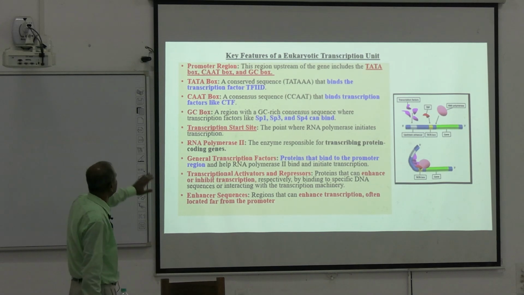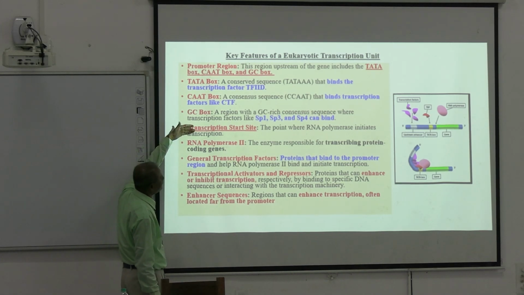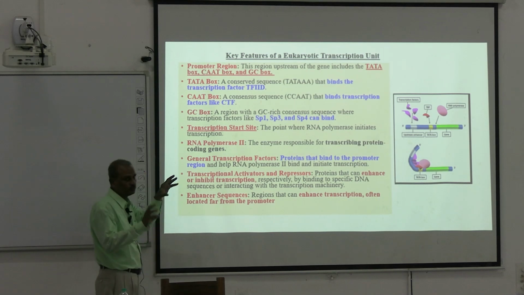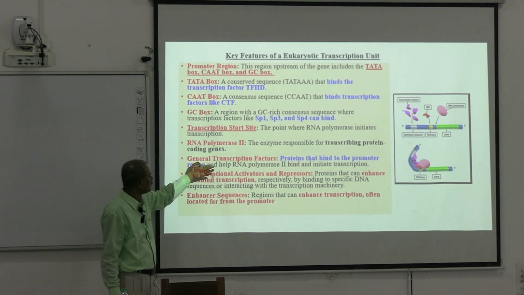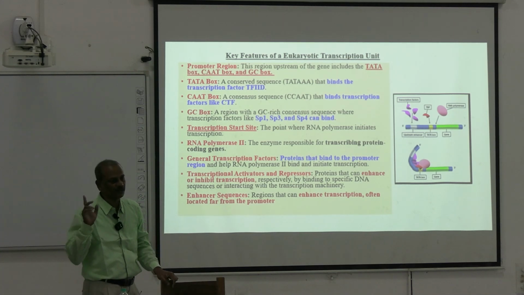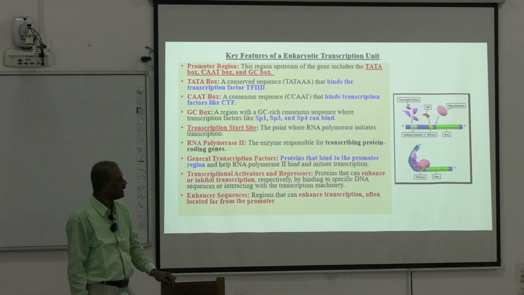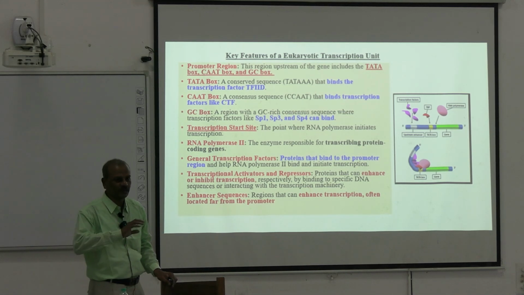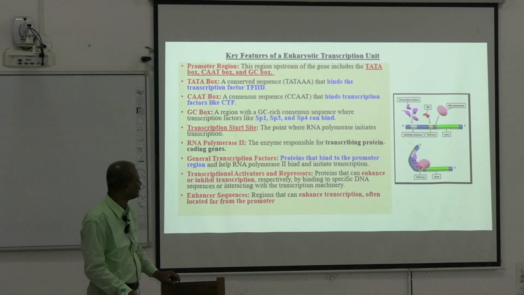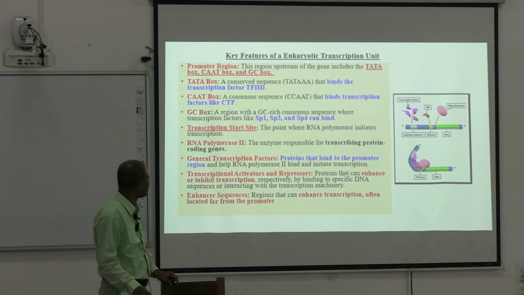So key features, these 3 boxes I have already explained. Transcription start site will be there, RNA polymerase 2 will be required, but the RNA polymerase 2 will not be able to function properly without the general transcription factors, and one part has catalytic activity, that is H activity. H basically has 3 functions. One is helicase activity that unwinds, then it has CTD phosphorylation which will activate the RNA polymerase, and the third one is nucleotide excision repair.